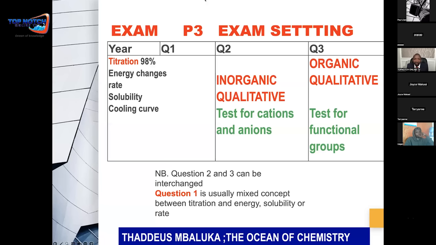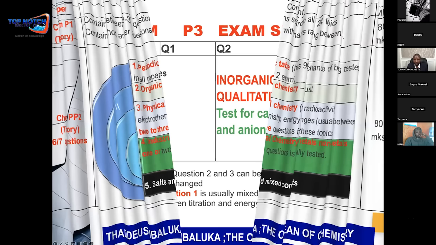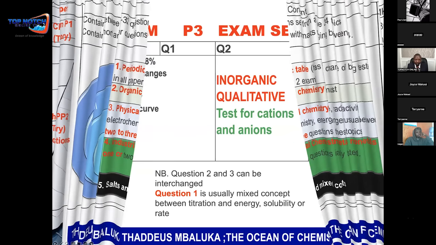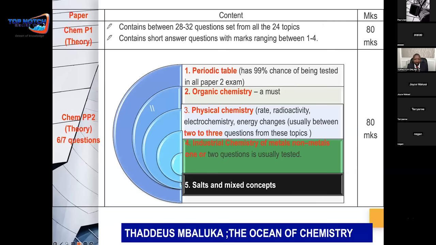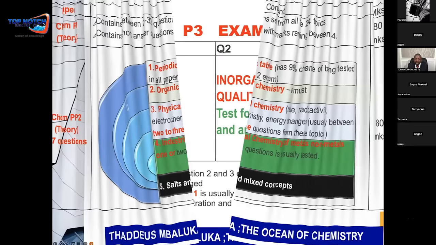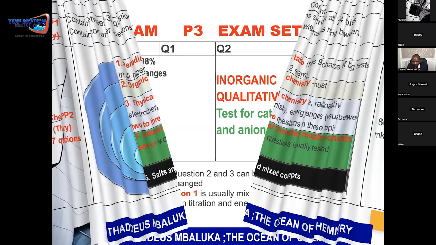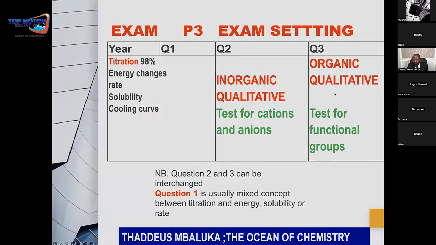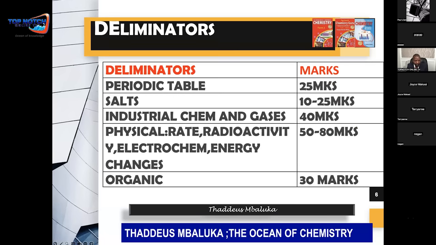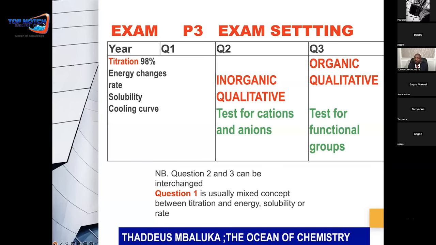Good. Now, the same scenario, I was explaining that question 2 for paper 3 is inorganic qualitative analysis, whereby we are testing for cations and anions. And in organic qualitative, we test for functional groups. And this is where I want you to understand. In organic qualitative, we are testing for the functional groups.